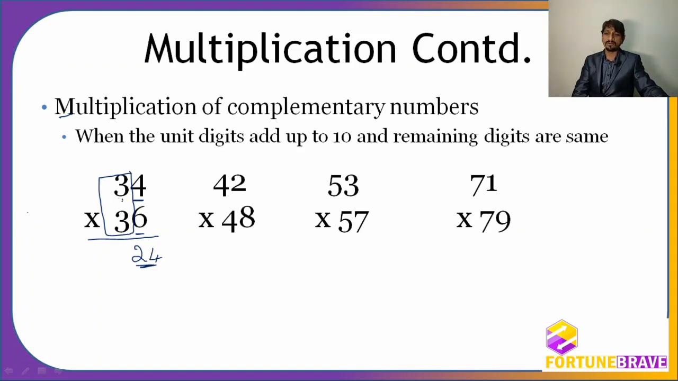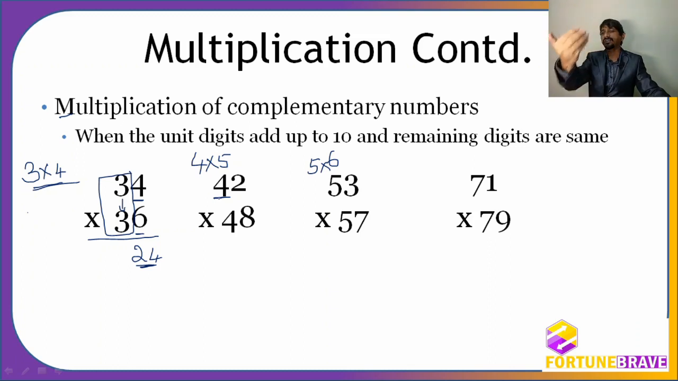And then what do you do? You take the same digit and multiply it with the next number. What is the next number for 3? 3's next number is 4, my dear friend. 4's next number is 5. 5's next number is 6. Are you getting my point? Whatever is the same number, you multiply it with the next number. So 3 into 4 is 12. That is what I wrote, 1224.